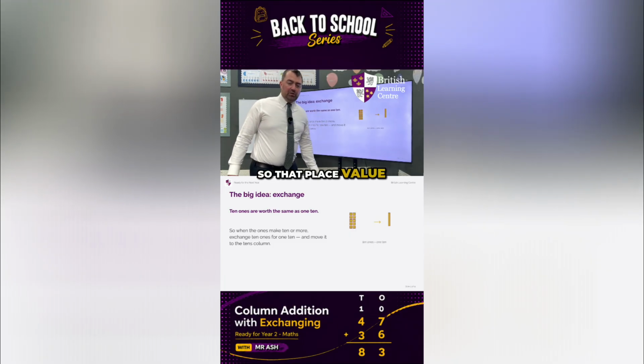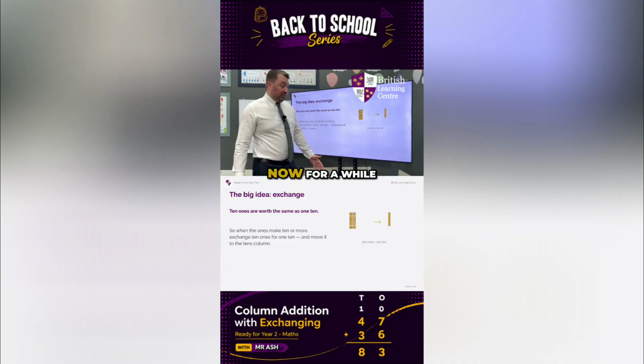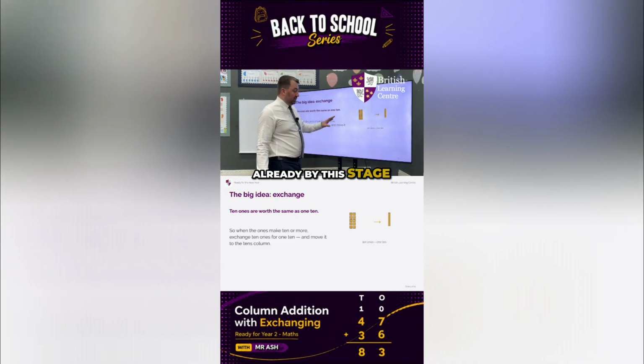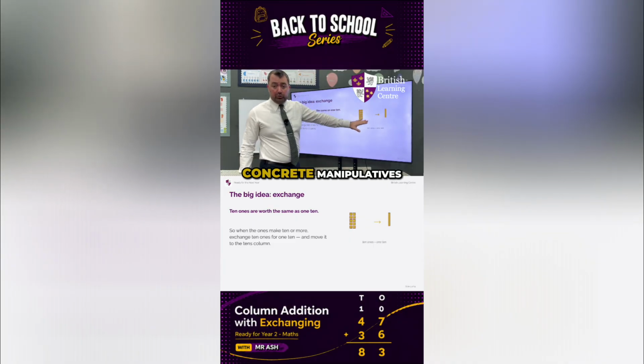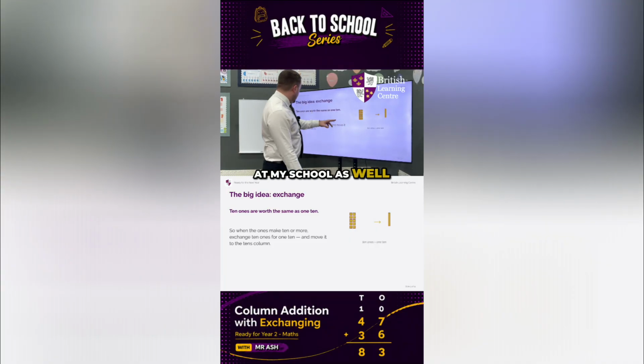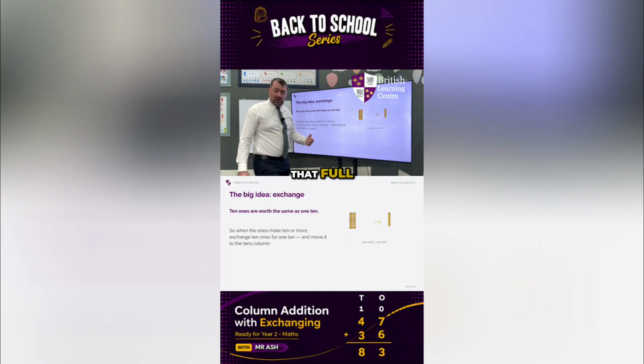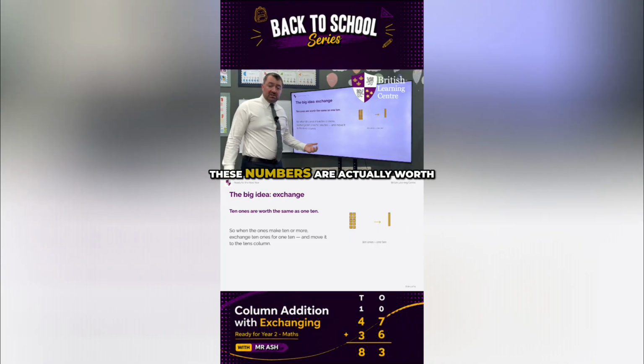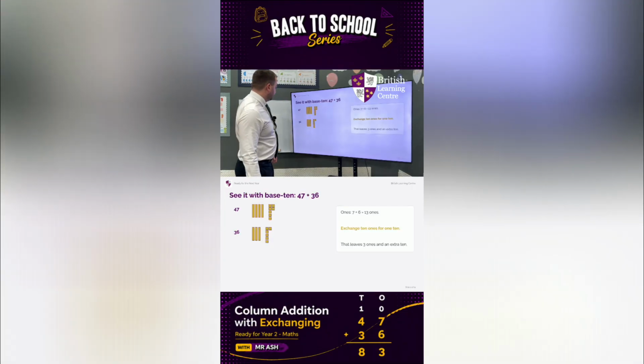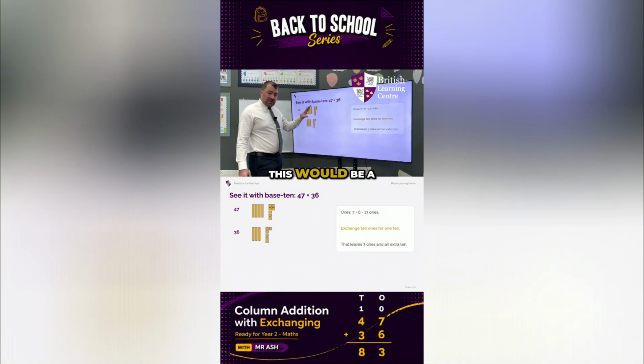So that place value has been taught for a while already by this stage, using, again, concrete manipulatives, often things like base 10, which we have at my school as well. Really important to have that full number sense of what these numbers are actually worth, okay? Here you have a base 10 example. So you have your 10s representing 47, 4 tens, 7 ones, and 36, 3 tens, 6 ones.